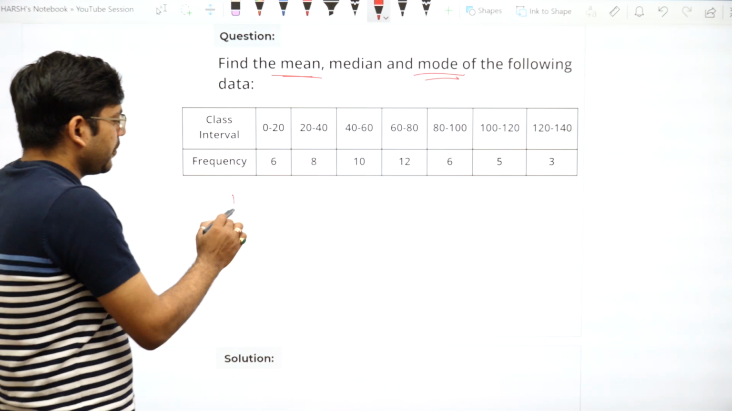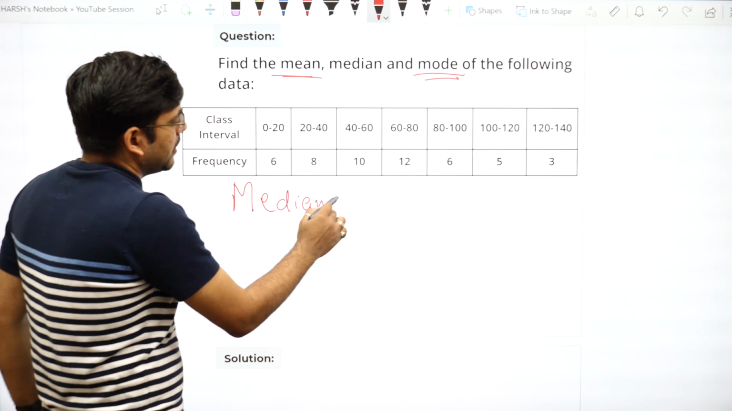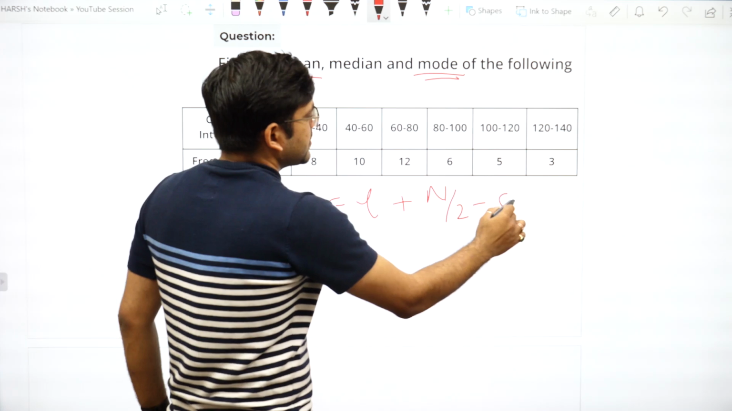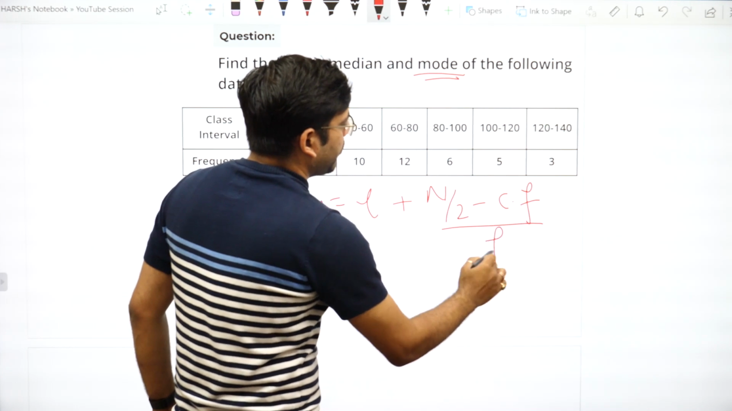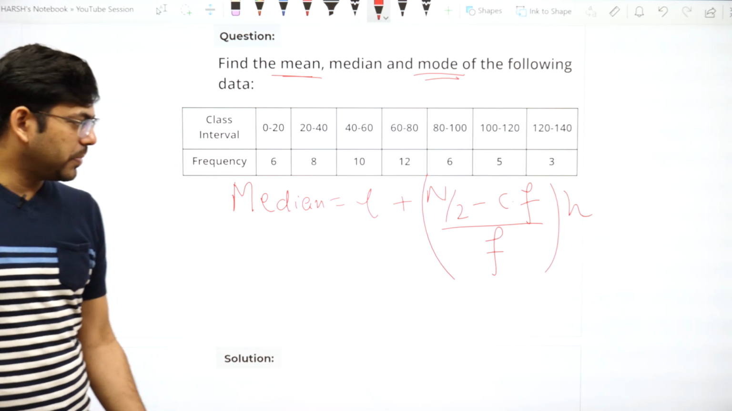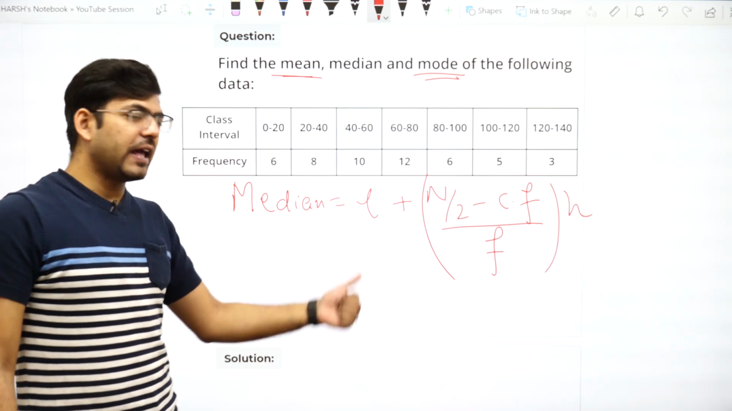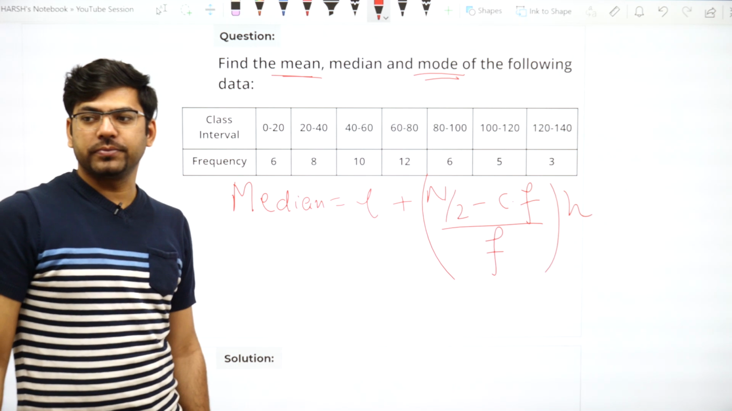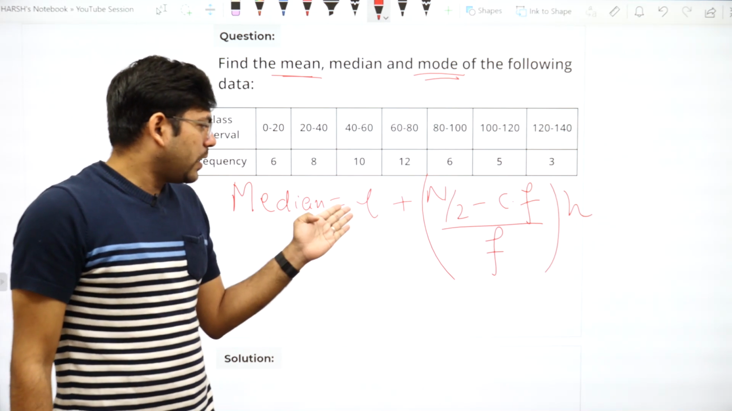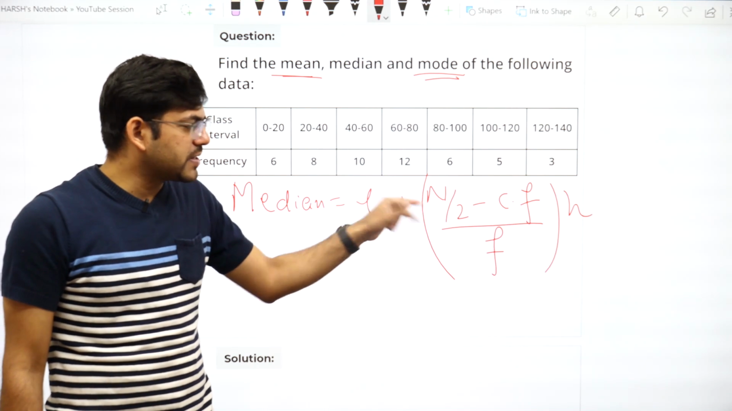Now, writing the formula for median. Median says it is L plus n by 2 minus CF divided by F, into H. Now what is this formula all about? Means L, n by 2. L we can understand, that L is the lower limit of the median class. Yes, so L is the lower limit. We know that. But what is this n by 2?